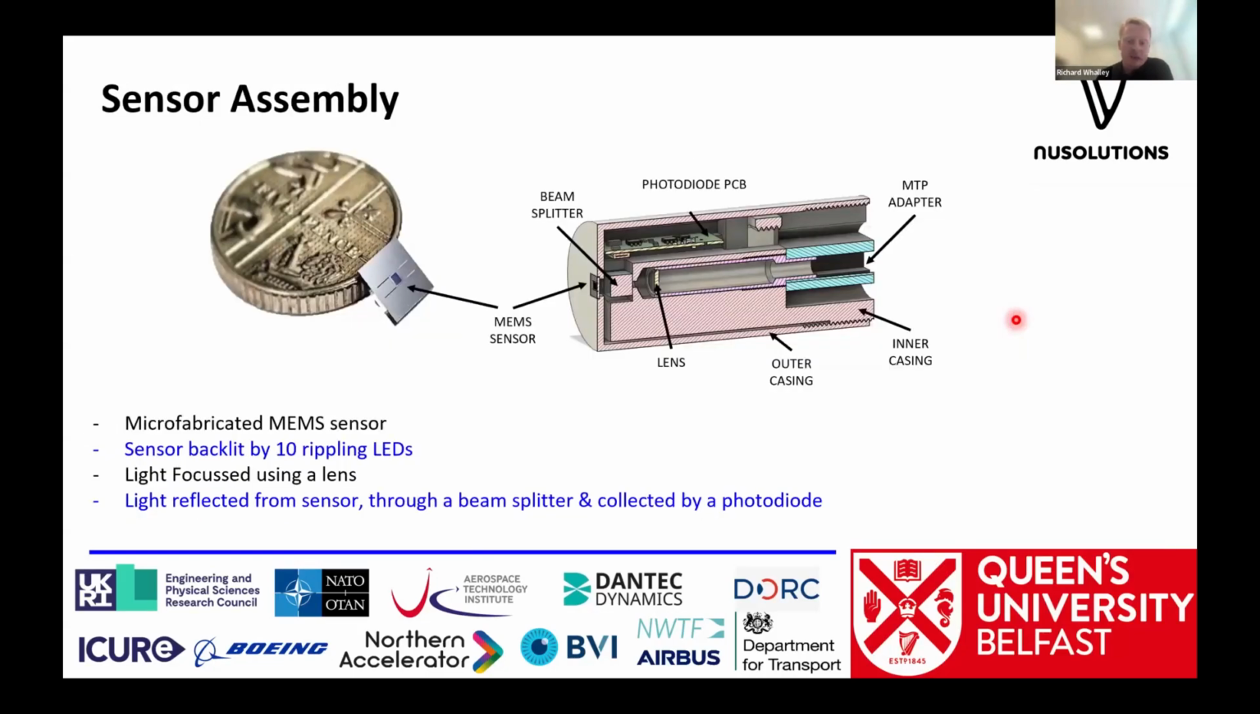So ultimately, if we take a look at what the package looks like, here's our sensor that mounts on the top here of our package. And then we launch the LEDs in through an MTP adapter. They get focused down by a lens array, typically to around 10 to 15 microns. They go through a beam splitter, hit the back of the sensor, back, and then through 90 degrees into a photo detector.